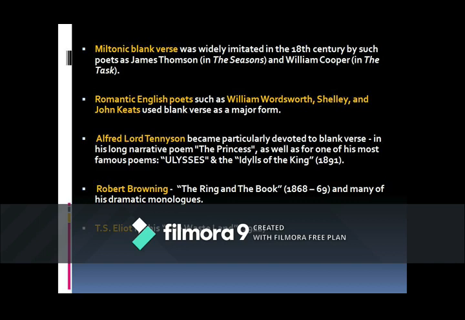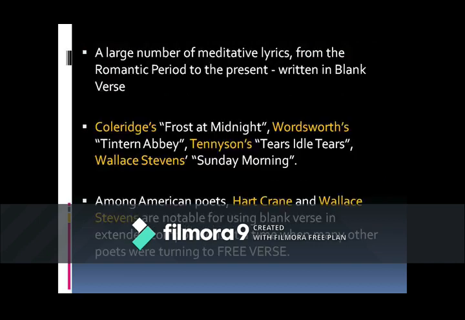Alfred Lord Tennyson became particularly devoted to blank verse in his long narrative poem The Princess, as well as for one of his most famous poems, Ulysses, and also he used it in Idylls of the King. Robert Browning used blank verse in his The Ring and the Book, and many of the dramatic monologues of Browning were written in blank verse. T.S. Eliot has used blank verse in The Waste Land, which was published in 1922.